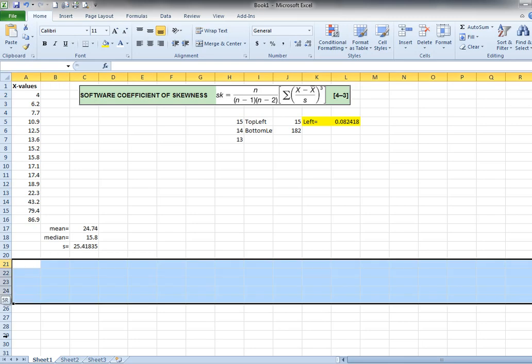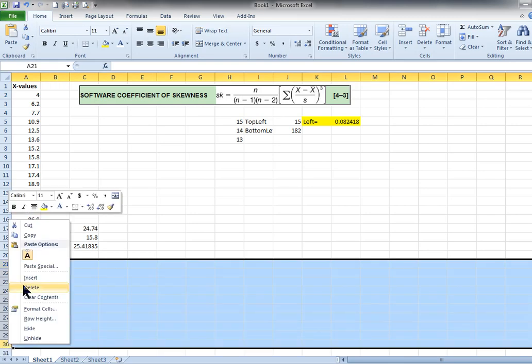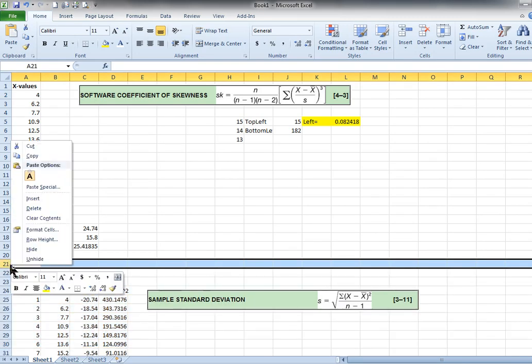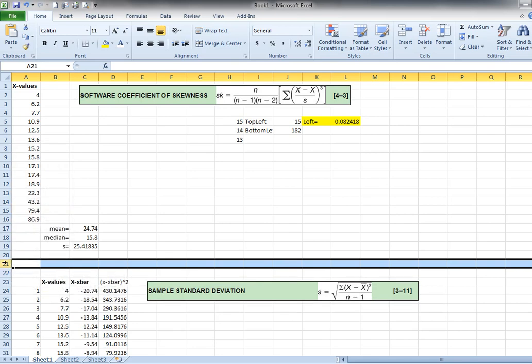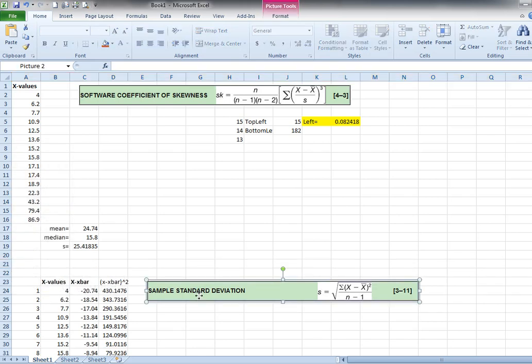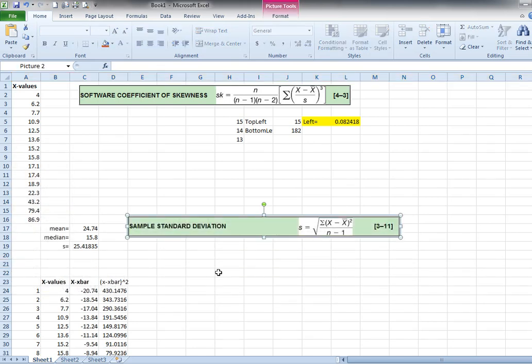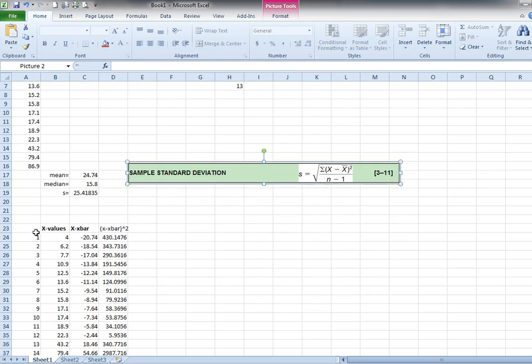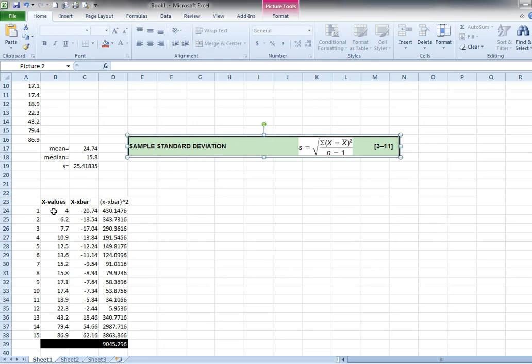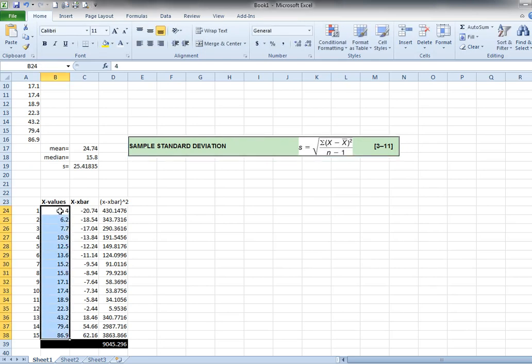Well, let's take a look at this, and I'm going to bring up some work that I've already done just because the video has to be short. Here's our standard deviation for a sample formula. Here's my 15 data items. Here they are sorted, right? Now it says take each one of those and subtract from it the mean. So I did that, and here are my answers.